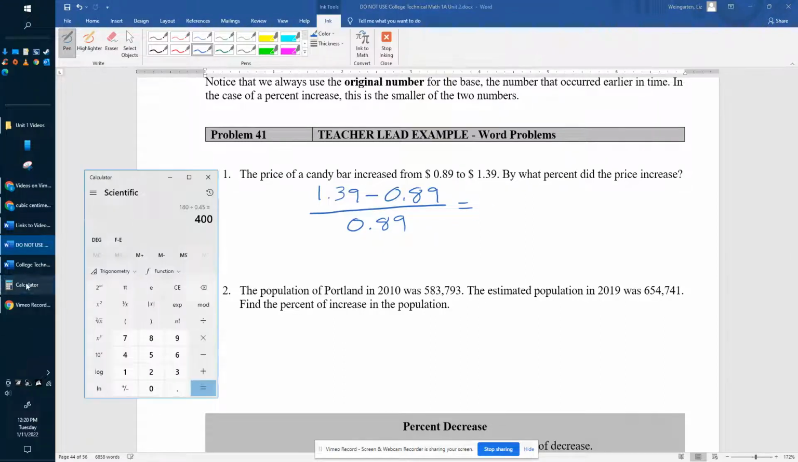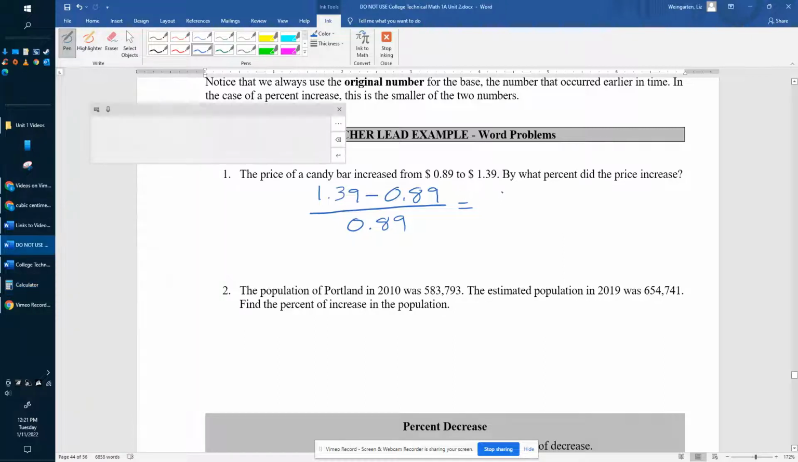So let's see what we get. It's 50 cents. That's a lot. Over 0.89. So we have to multiply that by 100 to get our percentage. A 56.2% increase. That's a lot. Might have to cut candy bars out of my diet if that's the case.